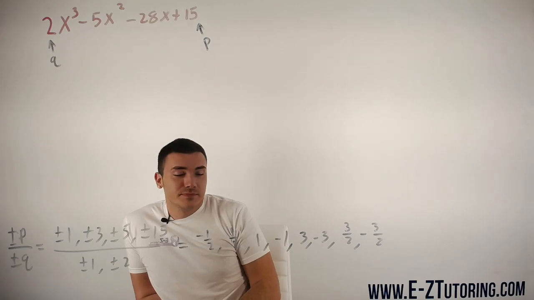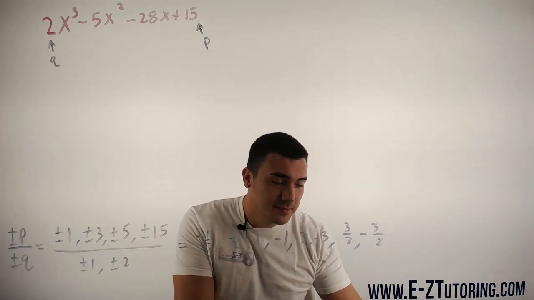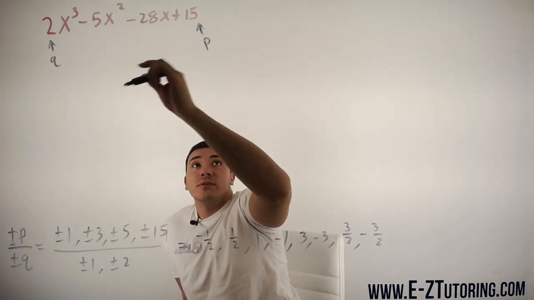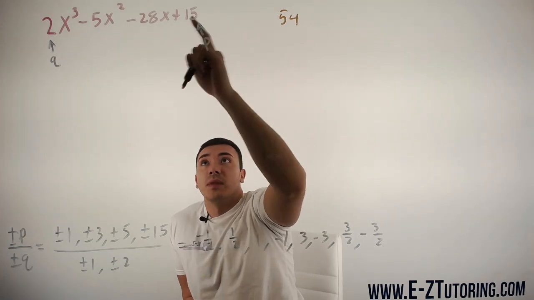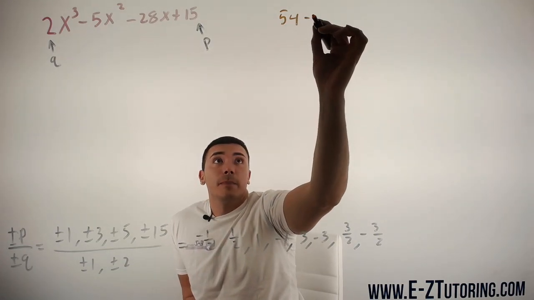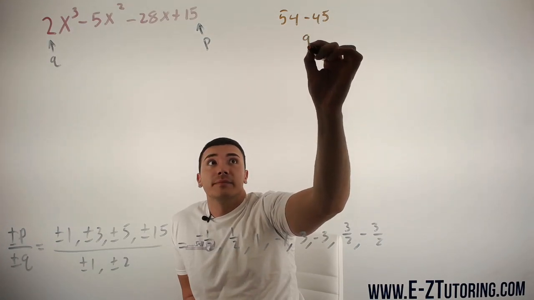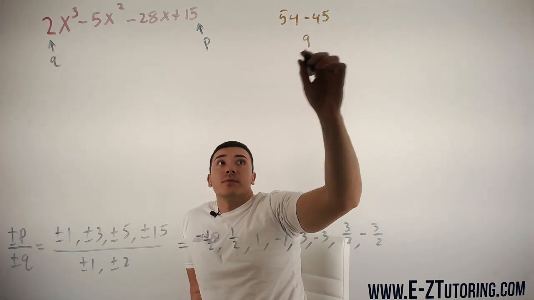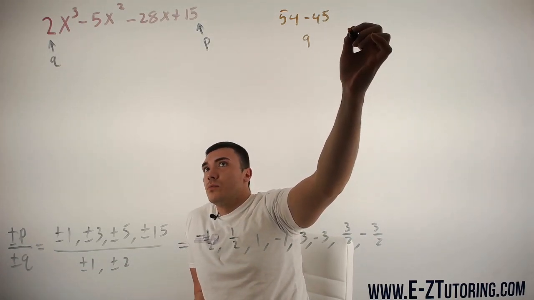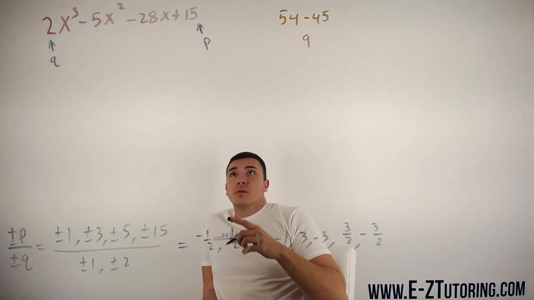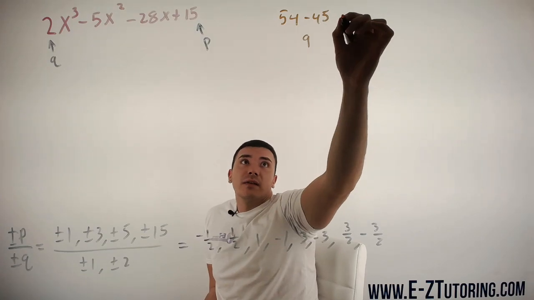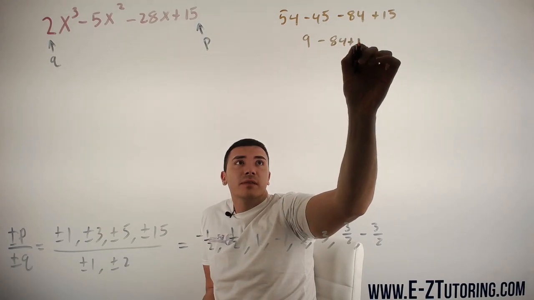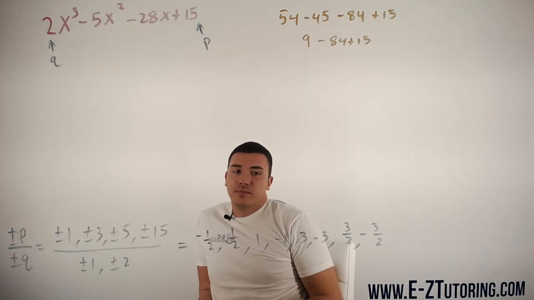Let's try 3. So this one I might actually have to write out here. If we plug in a 3, over here we will get 27 times 2, 54. Minus 9 times 5, 45. So far this will give us 9. Minus 28 times 3, so that gives us negative 84. So minus 84 plus 15. So 9 minus 84 plus 15. Definitely not a 0. We could try negative 3 now.